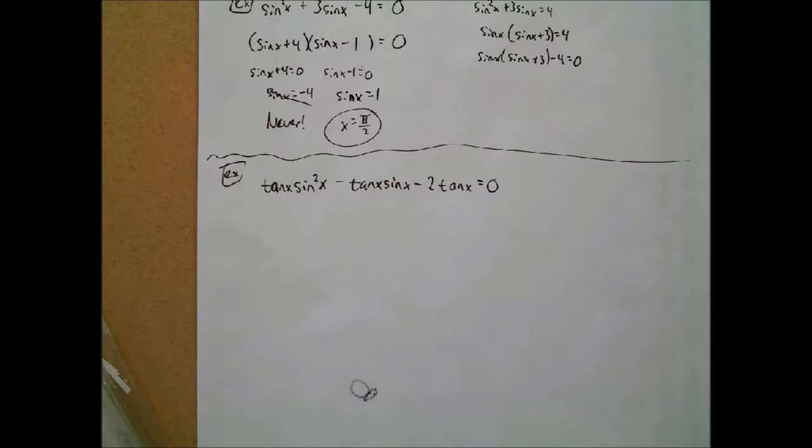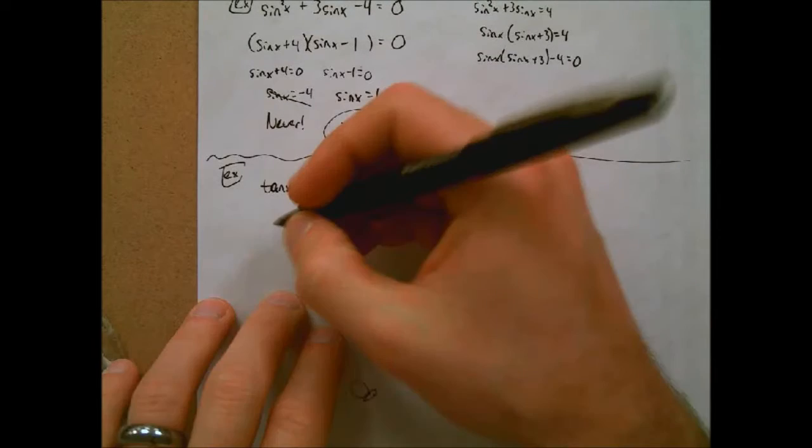Okay, we're almost to that point. So it's equal to 0, so that's good, right? I see a GCF here, right? What's the GCF we can factor out here, Chrissy? So there's a tangent in every term. So let's take that tangent out first.